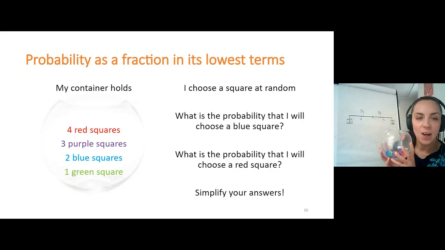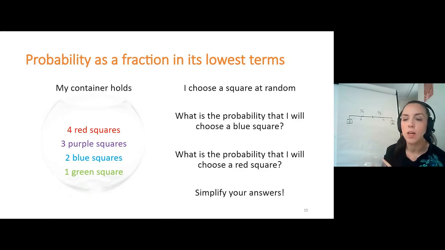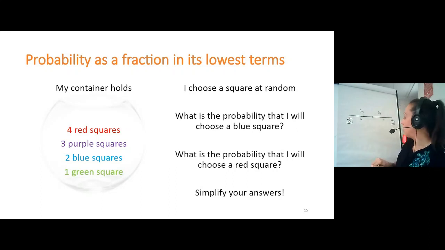So we now have a container. So in my container, I have 4 red squares, 3 purple squares, 2 blue squares, and 1 green square. If I chose a square at random, what is the probability that I will choose a blue square? Have a think about your answers and pop them in the chat, and I'll just write a couple of bits up on here.